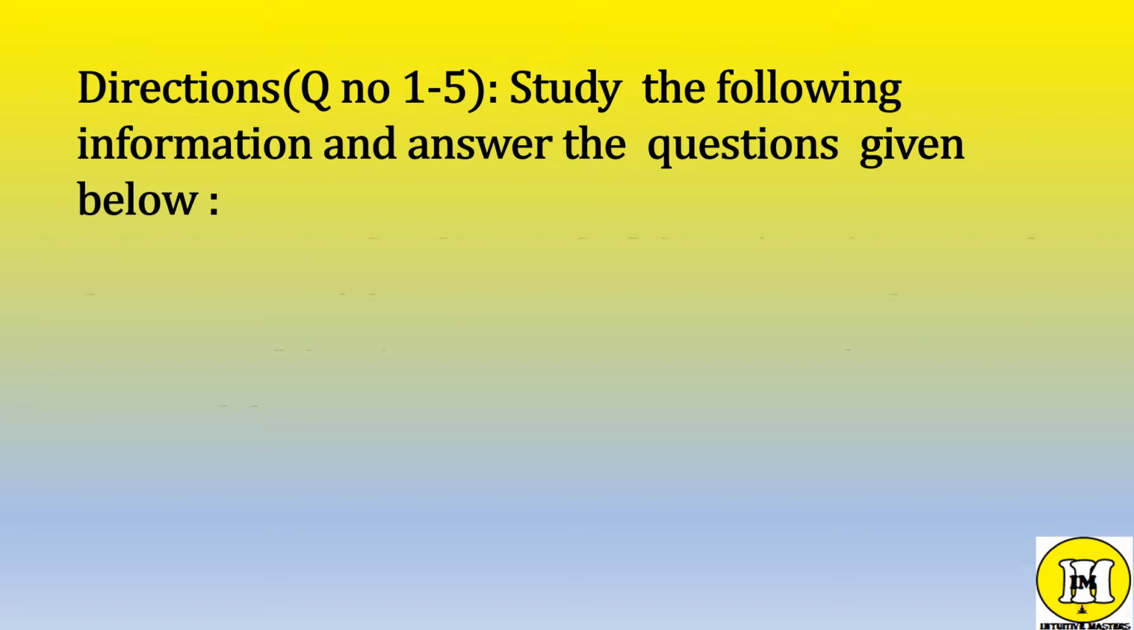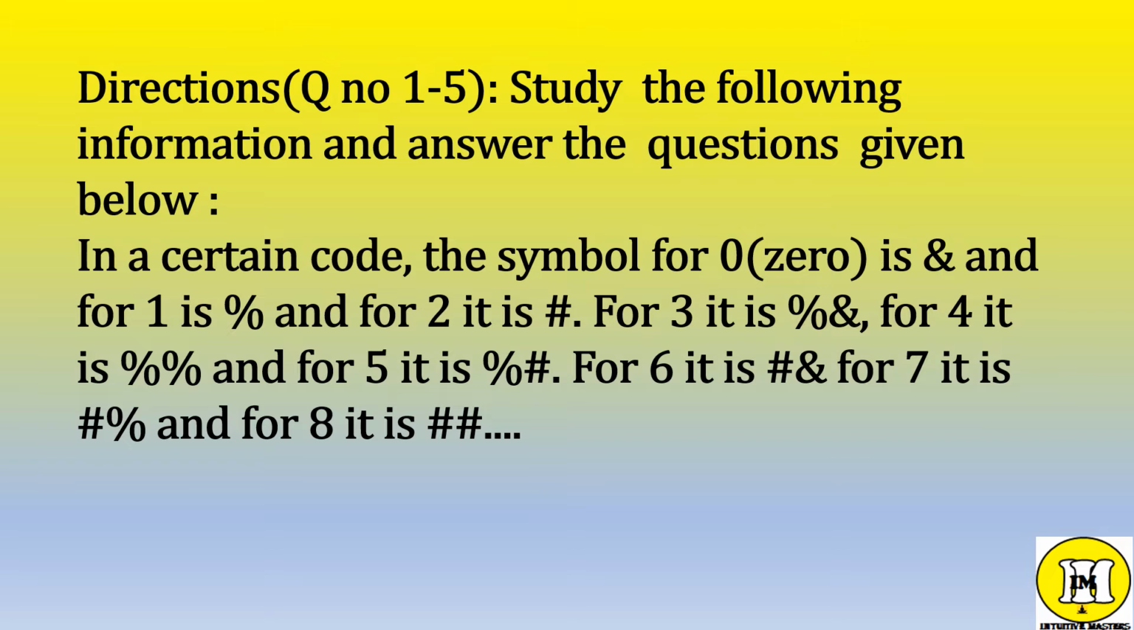In a certain code, the symbol for 0 is 0, and for 1 it is %, and for 2 it is hashtag. For 3 it is %, and for 4 it is %, and for 5 it is hashtag. For 6 it is hashtag, and for 7 it is hashtag %, and for 8 it is hashtag.